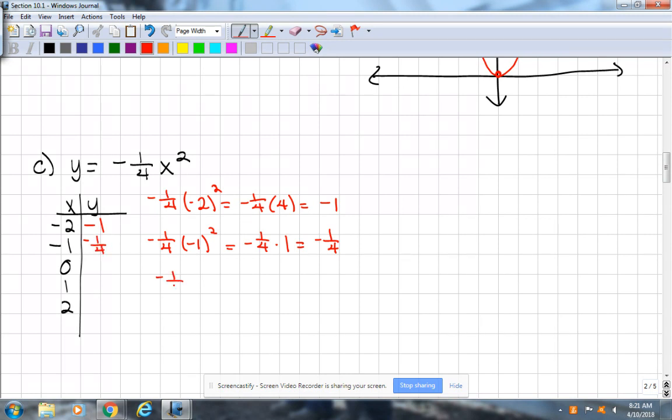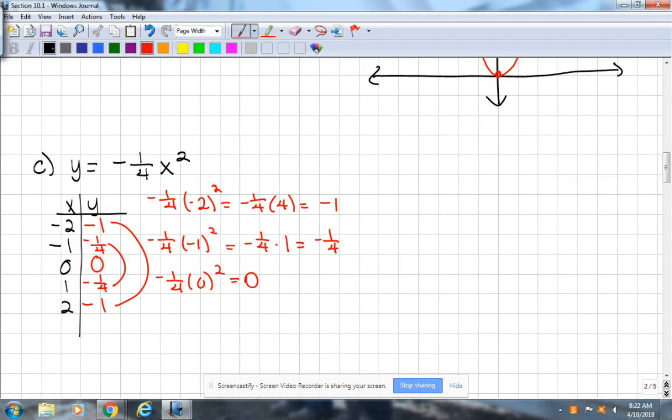Then I plug in 0. What's that going to equal? 0. And then they start repeating. So that one's going to be a -1/4 and this one's going to be a -1. So you only have to work 3 of them out and the 0 one's easy, right? Because this one's going to match to this one and this one's going to match to this one. All right? Then you graph those 5 points.